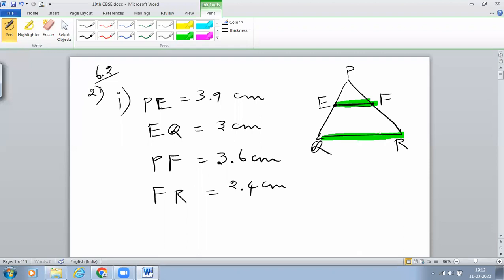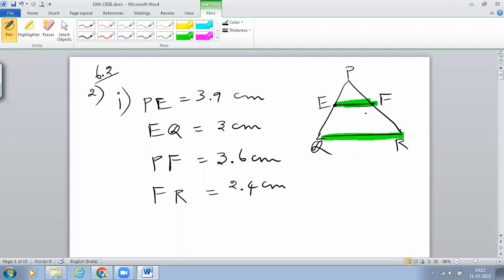Now, we know what is Thales theorem. Actually, it is the converse of Thales theorem we have to use here. According to Thales theorem, if a line is drawn parallel to one side of a triangle, here EF is a line parallel to one side of a triangle, then that line will divide the other 2 sides in the same ratio. That means PE divided by EQ is equal to PF divided by FR. That is called Thales theorem.